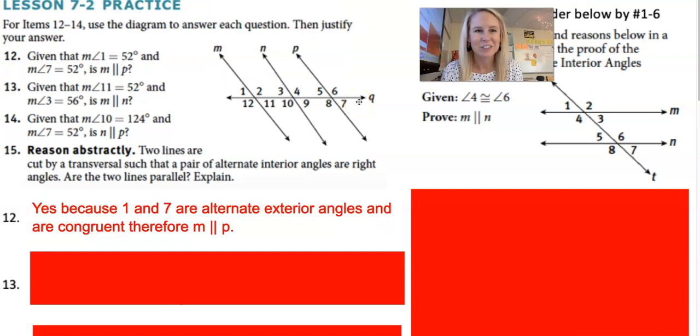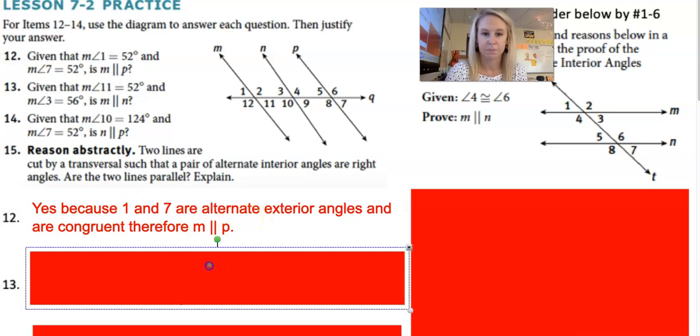Let's go over these answers. On number 12, it says given that 1 is 52 and then 7 is 52, are they parallel? So 1 and 7 are alternate exterior angles, and we know that they're congruent. So 52 equals 52, so therefore it is true. Number 12 was yes. 1 and 7 are alternate exterior, therefore I know that line M is parallel to line P.